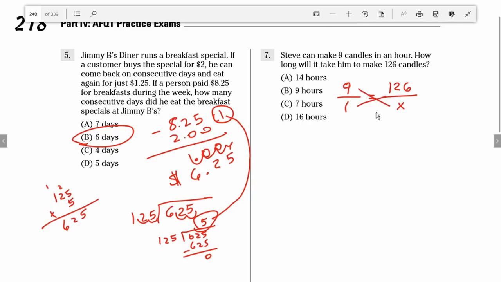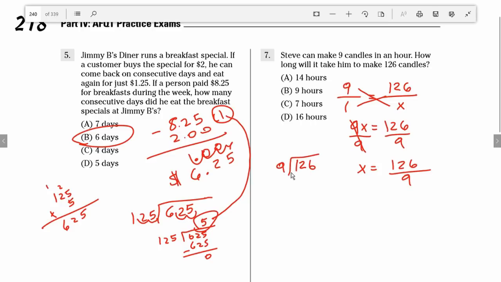Cross multiply, that is 9x equals 126. Divide both sides by 9 to get x by itself. This crosses out. We're left with x equals 126 over 9. Again, you can read this as 126 over 9 or 126 divided by 9. Let's go ahead and work that out off to the side.